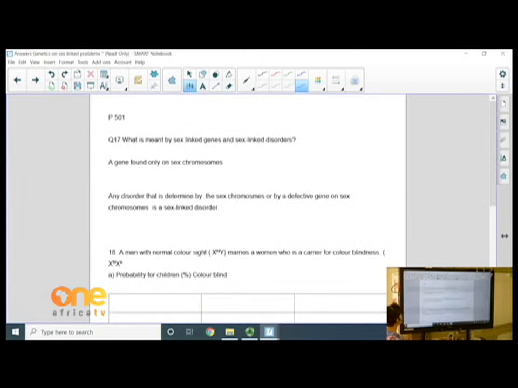What is meant by sex-linked genes? And this is now on page 501. What is meant by sex-linked genes and sex-linked disorders? A sex-linked gene is a gene found only on sex chromosomes. So we saw in these questions hemophilia, color blindness, and muscular dystrophy. These are all sex-linked diseases because they are attached to, or on, the X chromosome.